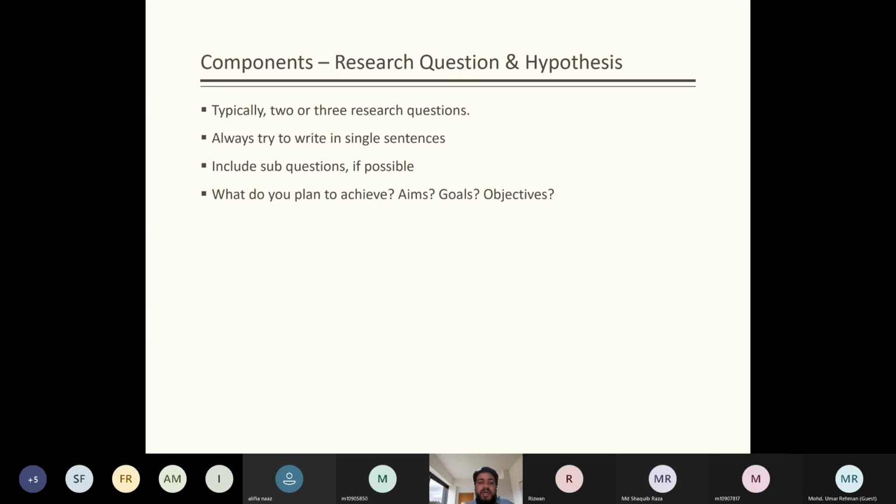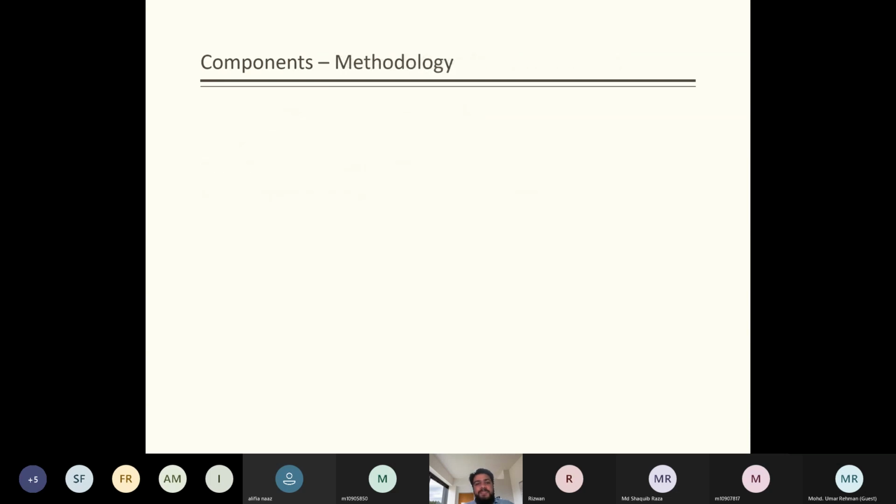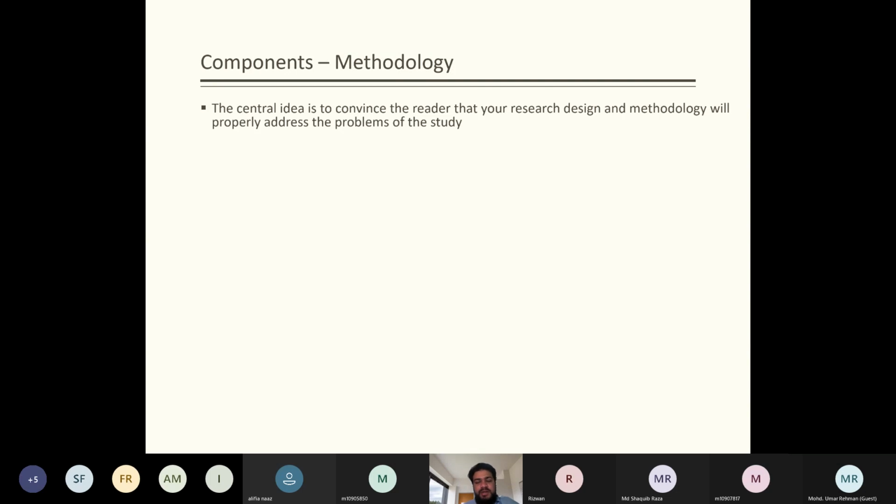This section should also have what you plan to achieve, your aims, goals, and objectives. Then the methodology section. This is one of the heaviest sections. It's going to be long and detailed. The central idea is to convince the reader that your research design and methodology will properly address the problem of the study. Whether you're trying to tackle a problem or advance an understanding, you should explain how you're going to do it. This is the section where you're going to answer that. And your methodology should be strong enough.